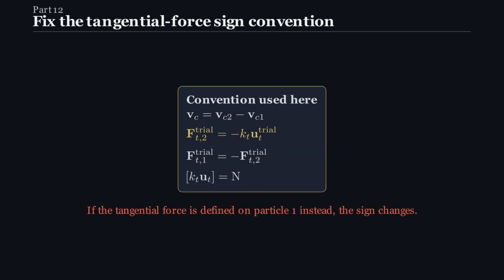The sign convention must be fixed before writing the vector equations. Here the relative contact velocity is contact point 2 relative to contact point 1. The restoring tangential force on particle 2 is therefore minus Kt times the stored tangential displacement. The force on particle 1 is the negative of that force.